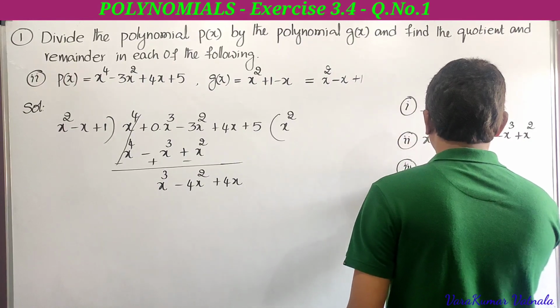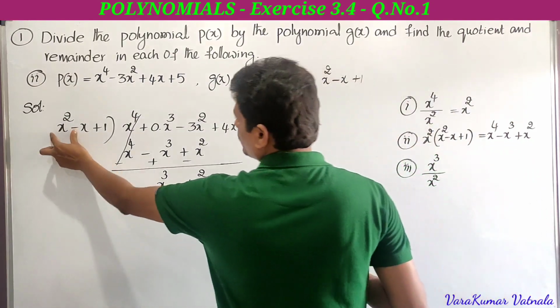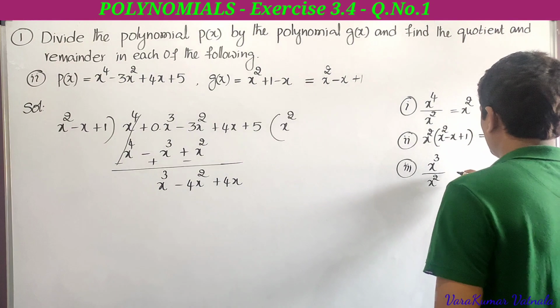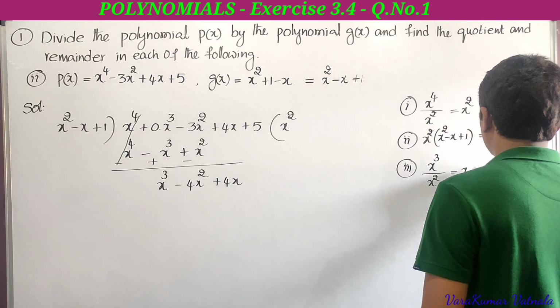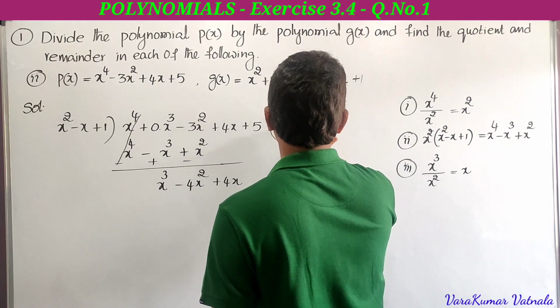x cube divided by x square. Simply, we divide the first term of the dividend by the first term of the divisor. So x cube divided by x square, we get x. Write this x in the area of the quotient, plus x.